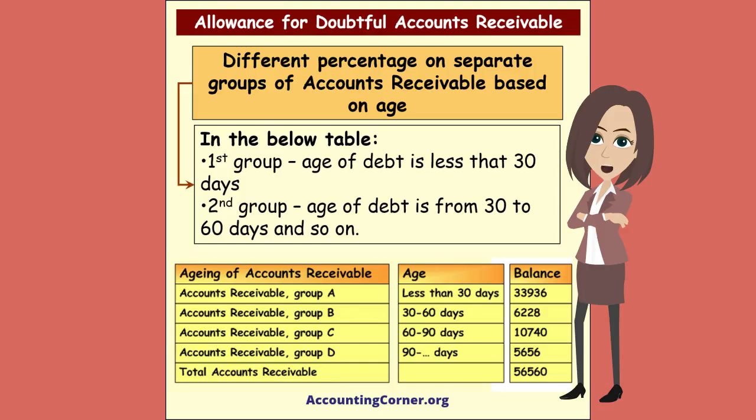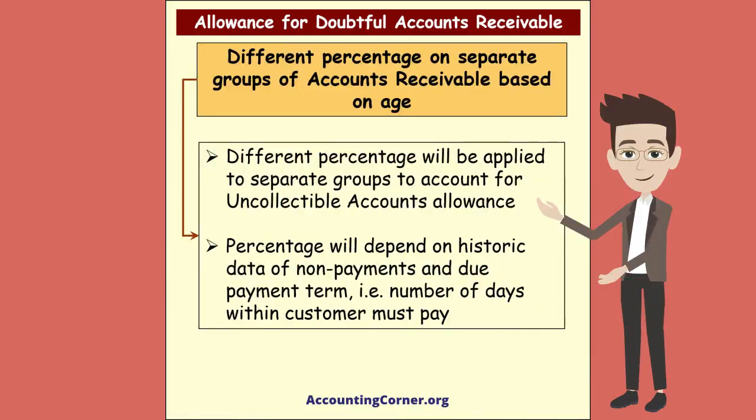For example, in the table provided, the first group consists of debt that are less than 30 days old. The second group includes debts that are between 30 to 60 days old. And the process continues for older debts. Different percentage will be applied to separate groups to account for uncollectible accounts allowance. Percentage will depend on historic data of non-payments and due payment term, i.e. number of days, within which the customer must pay.